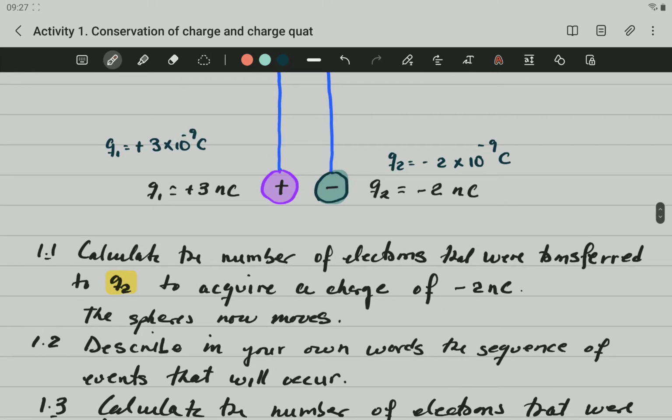Let's go to question 1.2. The question says the spheres now move, and you know they will move because they are on threads. Now describe in your own words the sequence of events that will occur. There are mostly three events that are going to happen. The first thing that will happen is that the spheres are going to move toward each other. Why? Because they are opposite charges, positive and negative, and opposite charges attract each other. So that is the first thing you have to write for the answer.